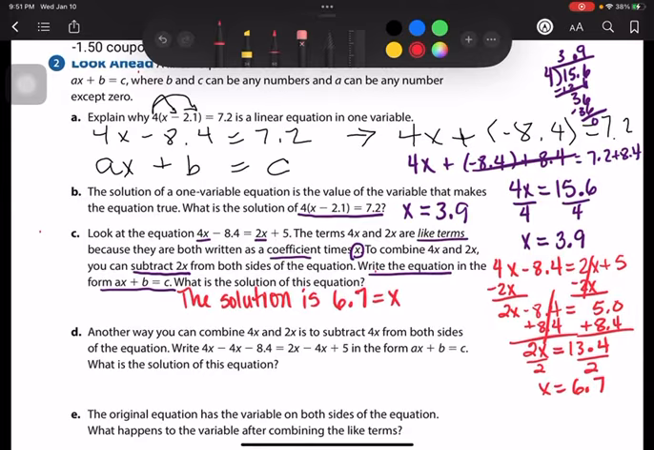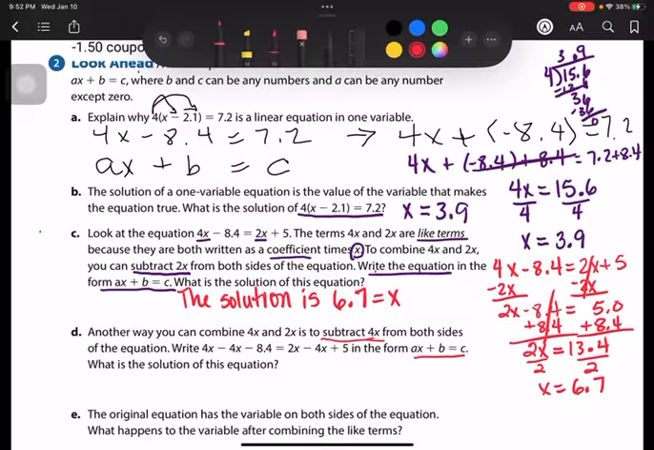All right, let's look at part D. It says another way you can combine 4x and 2x is to subtract 4x from both sides of the equation. Write 4x minus 4x minus 8.4 equals 2x minus 4x plus 5 in the form ax plus b equals c, which is our linear equation form. Unlike the last equation, where we subtracted 2x from both sides, in this case we're going to subtract 4x from both sides, which is different from what we did in part C.